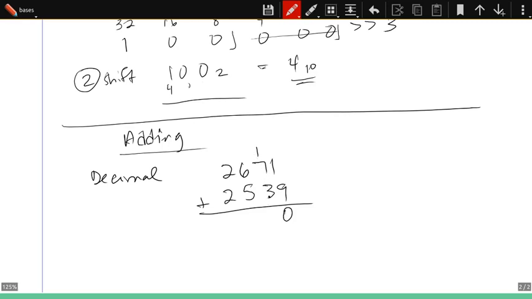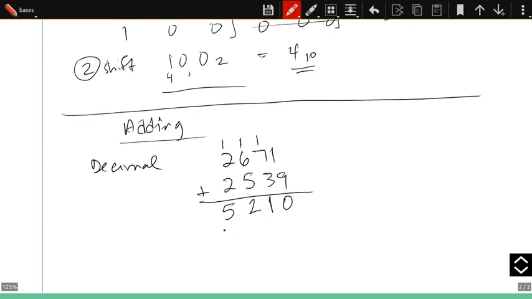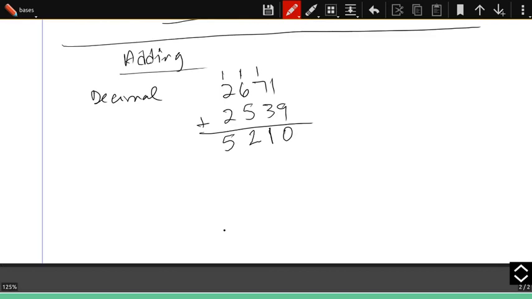So then we have 7 plus 3 is 10, plus 1 is 11. So we put the 1 from the ones place in 11, and then we carry the 1 that's in the tens place to the next place. So then we get 6 plus 5 is 11, plus 1 is 12. We put down the 2 that's in the ones place, and we carry the 1 that's in the tens place to the next place, and we get 2 plus 2 is 4, plus 1 is 5, and we get 5,210. And we probably all know how to do that. Well, in binary, it's just the same.